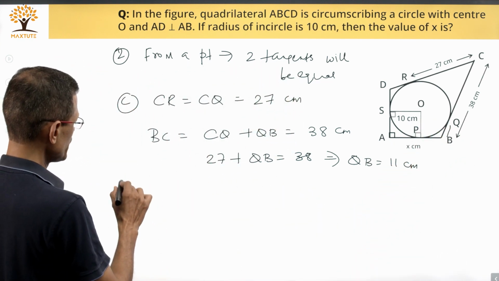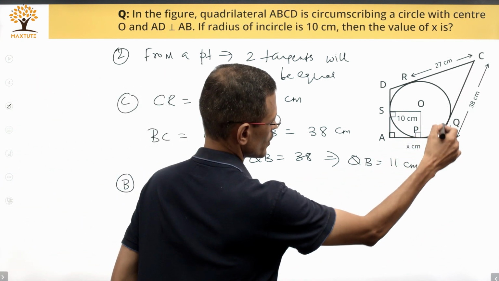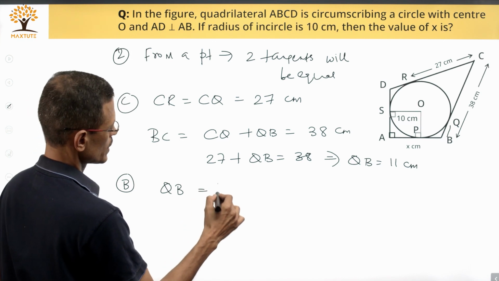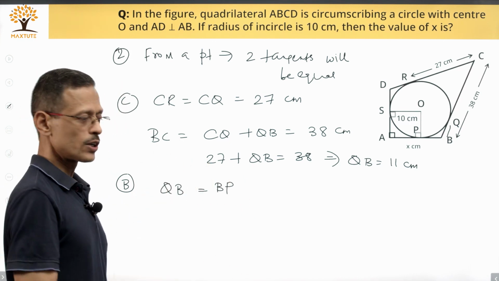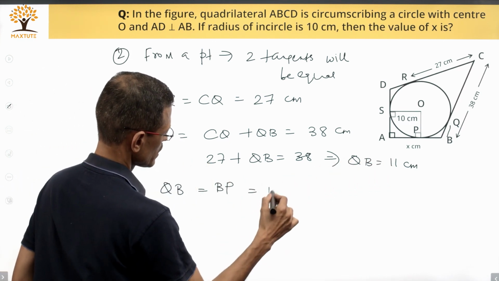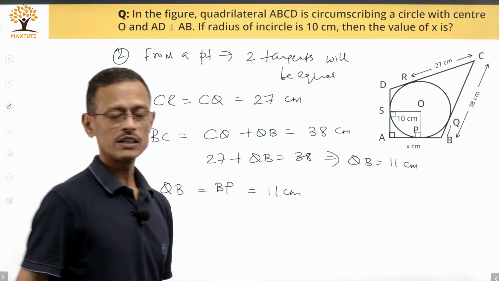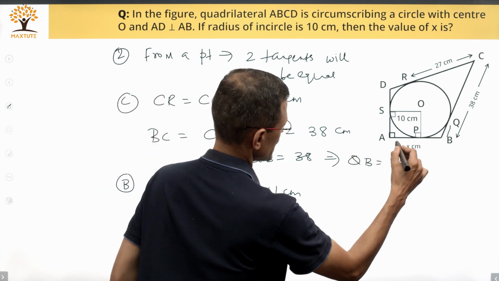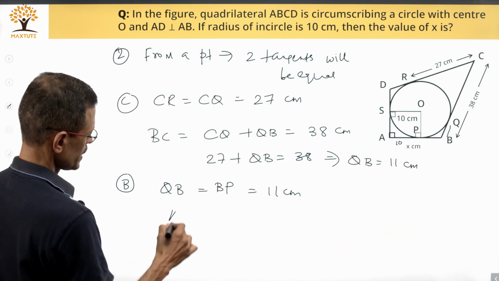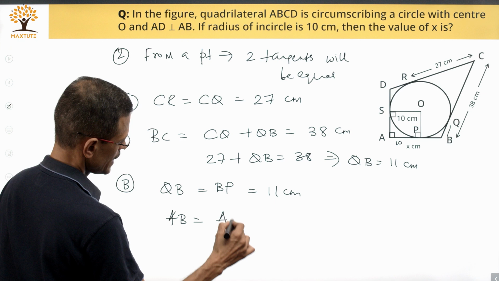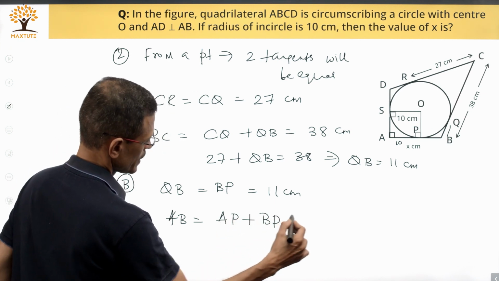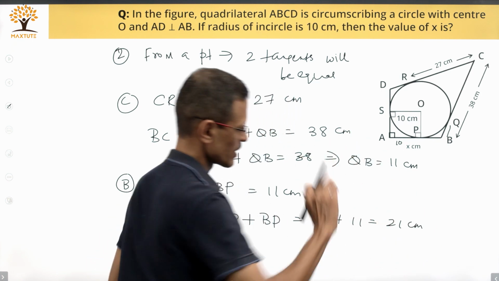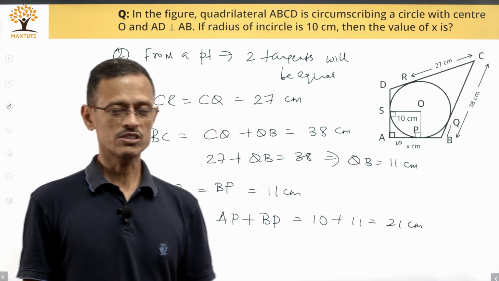I'm going to look at point B again. From point B, we can draw two tangents. One of the tangents is QB, the other tangent is BP. So QB will be equal to BP, which we know is equal to 11 centimeters because we have found out QB to be equal to 11. BP is equal to 11. We deduced in the last slide that AP is equal to 10. So AB is equal to AP plus BP. AP is 10, BP is 11. So this is equal to 21 centimeters. What we need to find out, the value of X, is 21 centimeters.